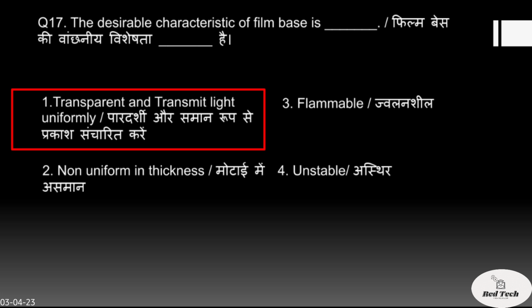So our film base is transparent and can easily transmit the light uniformly. Uniform means in a proper or equilibrium way, or you can say in an equal manner, it allows the light to transmit. So the right answer is option number 1.